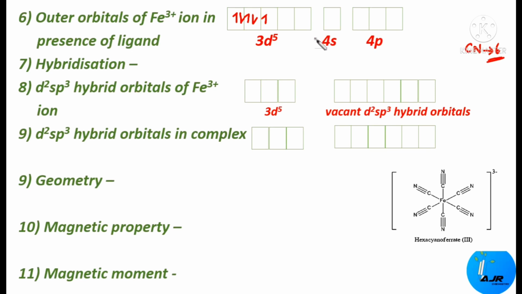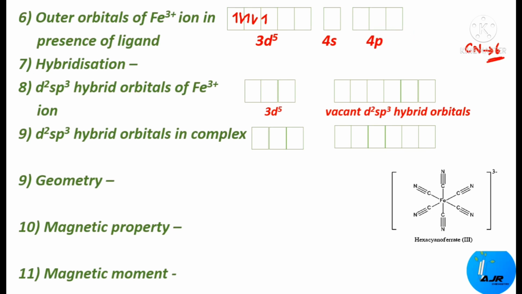In order to accommodate those electrons, this Fe3+, the central metal ion, should be ready with 6 vacant orbitals. See here, how many vacant orbitals are there now? 1, 2, 3, 4, 5, 6. So it should be ready with 6 vacant orbitals to accommodate the electrons donated by the ligands. Also, those vacant orbitals should be hybridized in such a way that they have equal energy as the orbitals of the ligands.